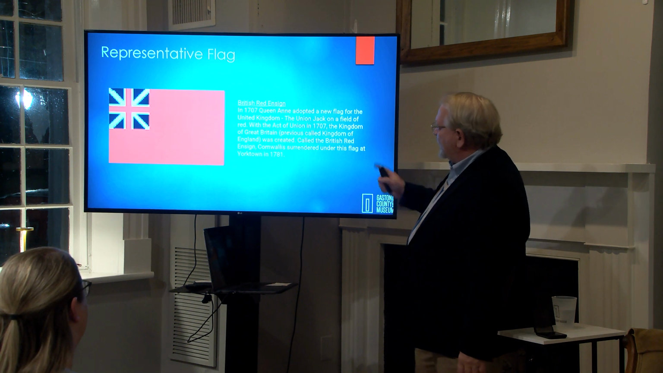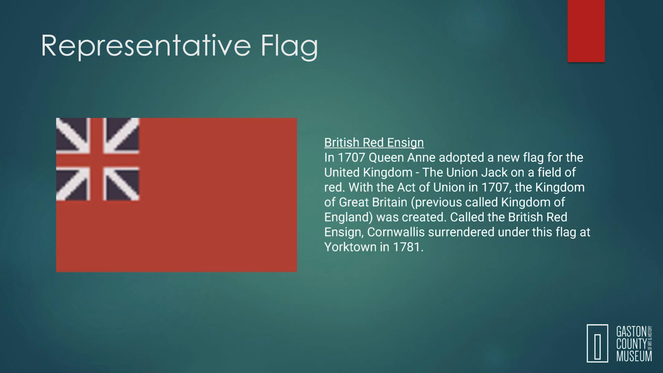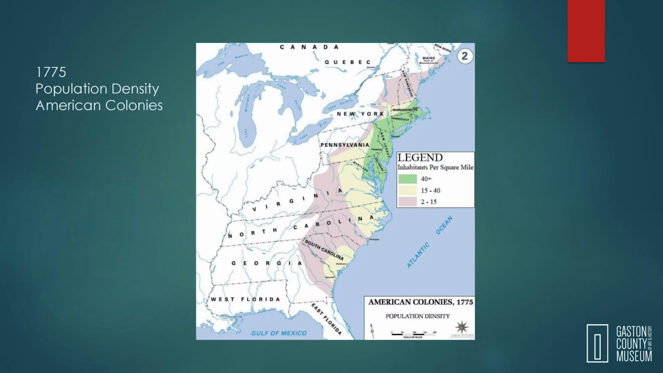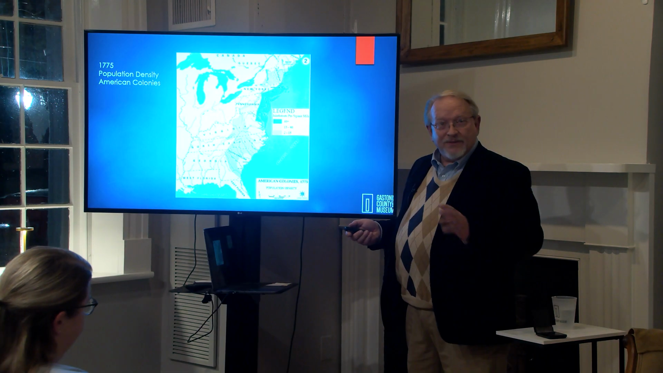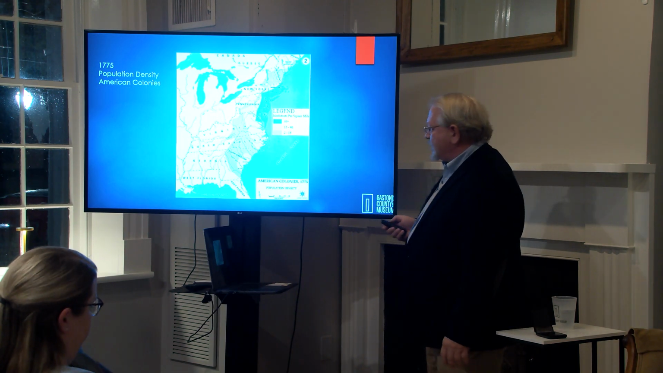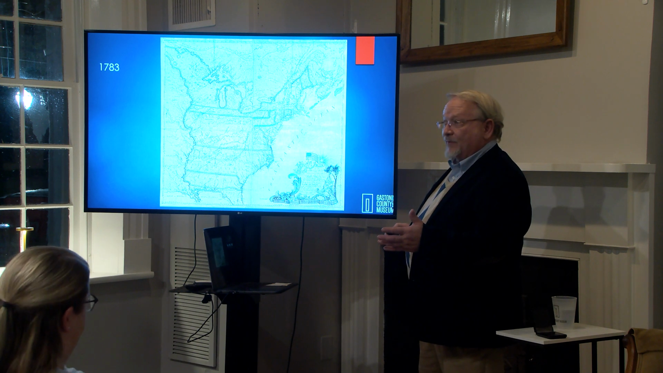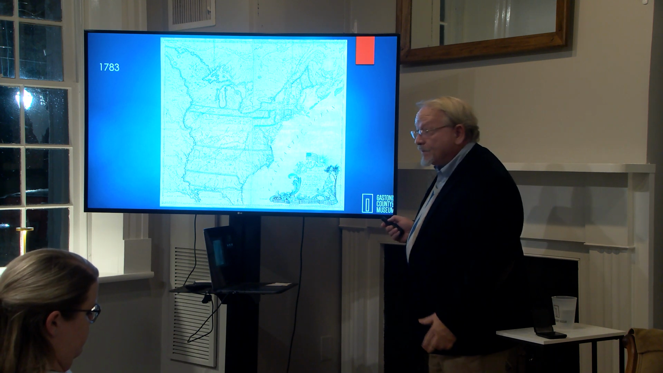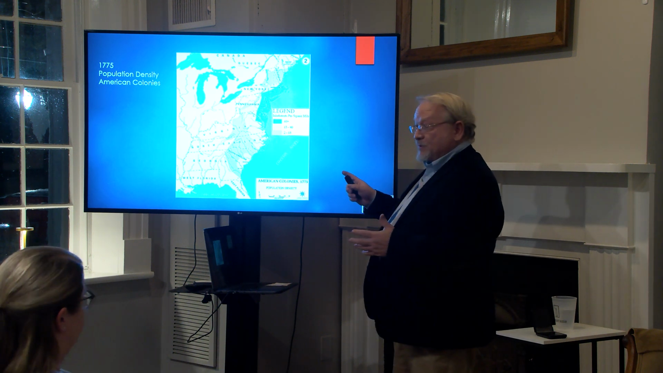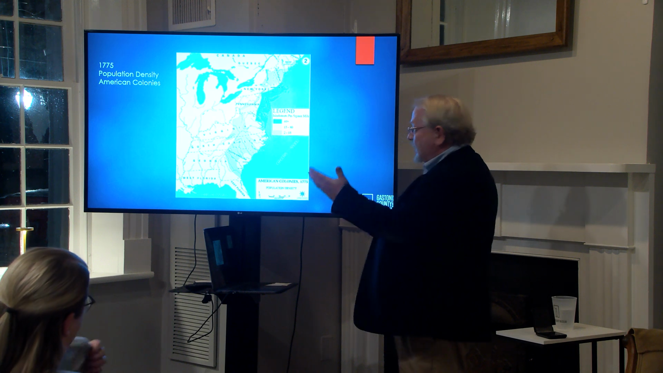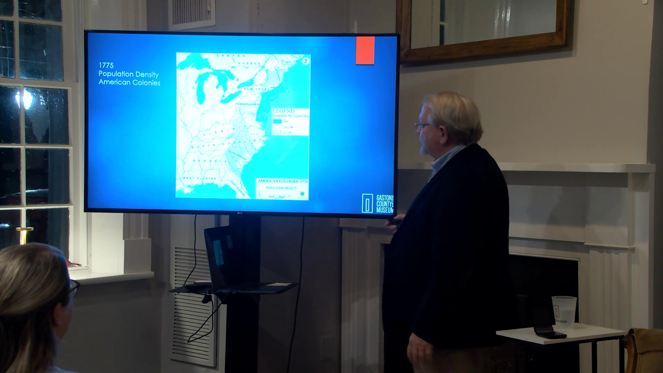This was the flag when they went from the Kingdom of England to the Kingdom of Great Britain in 1707. We won't go through the names, but here's a look at the population densities during the American Revolutionary War. You can see we are at about 2 to 15 people per mile. So very sparsely populated, even that late. Because we didn't have a census. 1775, yeah, so this was before the first census in 1790. And so they really didn't know who all lived out there until they started taking the census.